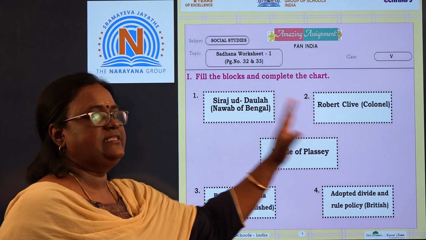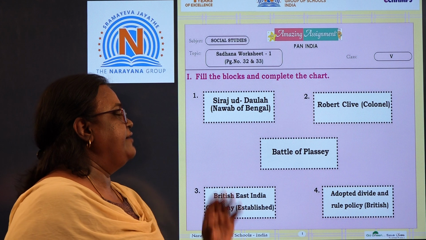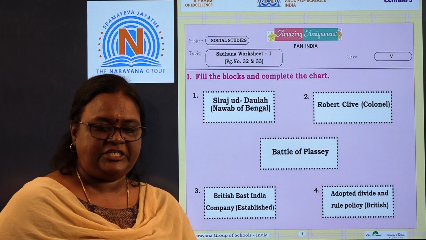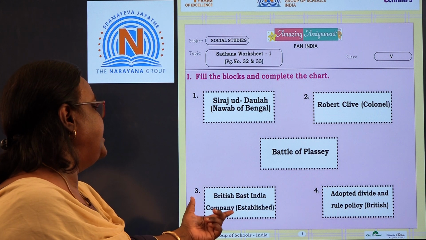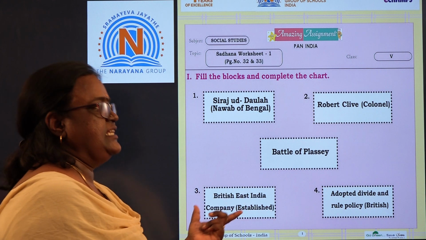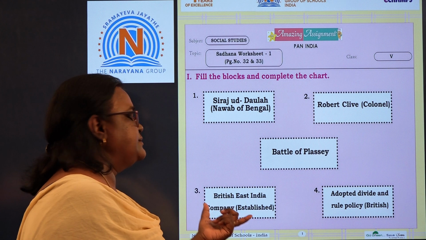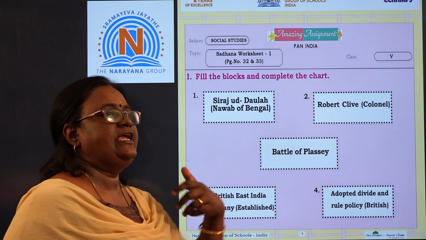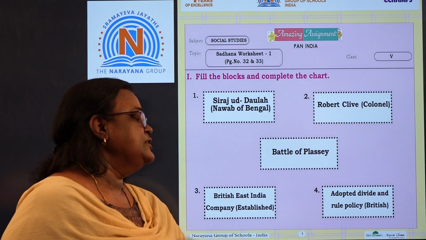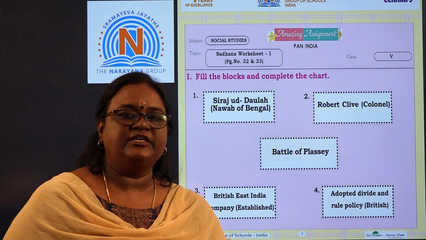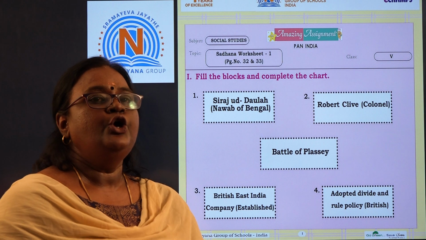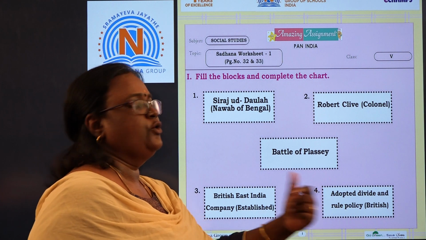So this war happened, and finally the Nawab got defeated, and Robert Clive finally started the British East India Company, which was established, and then the British East India Company came out with a new policy. So we were forced to adopt the divide and rule policy. The first British policy which came in to rule us was the divide and rule policy.